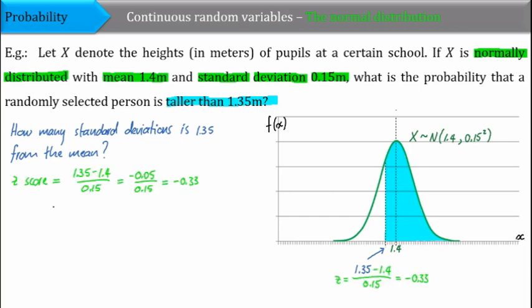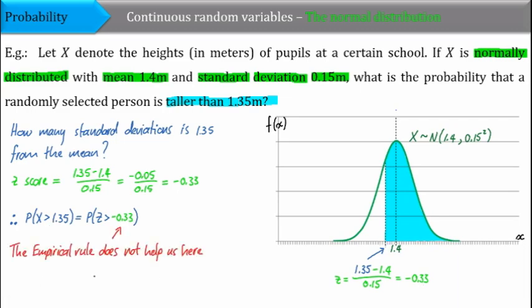If we calculate the number of standard deviations with the z-score, 1.35 minus 1.4 divided by 0.15, you should be used to this by now, that gives us negative 0.33. So determining the probability of a measurement being greater than 1.35 meters is the same as saying I need to be above negative 0.33 standard deviations. So this over here, we can see it as either being 1.35 meters, or as being 0.33 standard deviations below the mean.